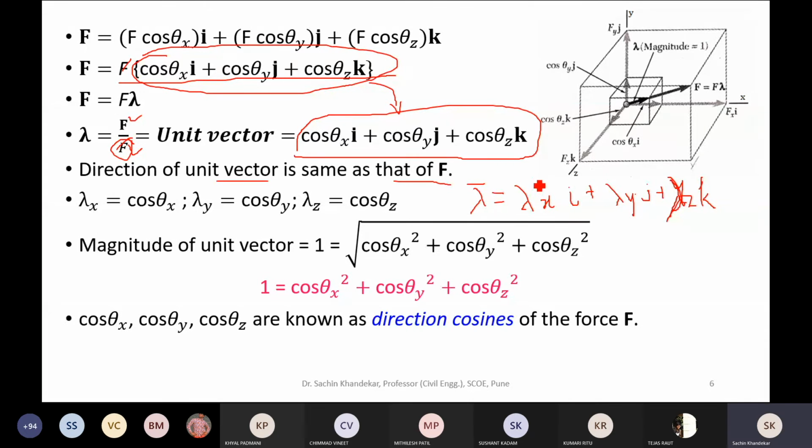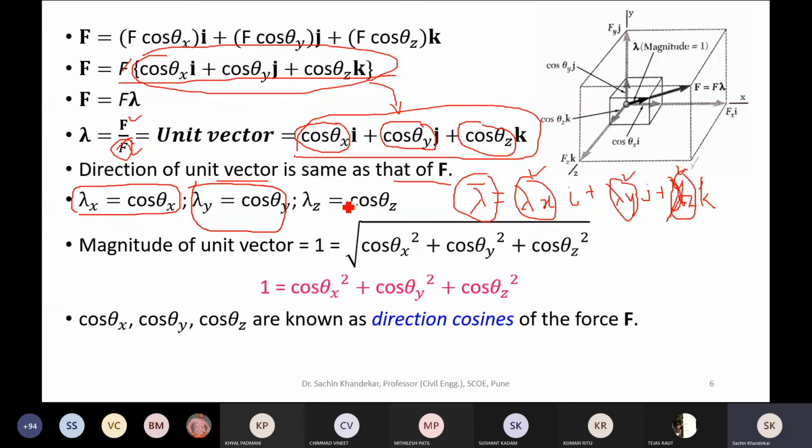Now what about this lambda x, lambda y, and lambda z? These are nothing but the x component, y component, and z component of this unit vector. So these are the expressions for lambda x, lambda y, and lambda z. Now what about the magnitude of this unit vector? Of course, we know that its magnitude is 1.